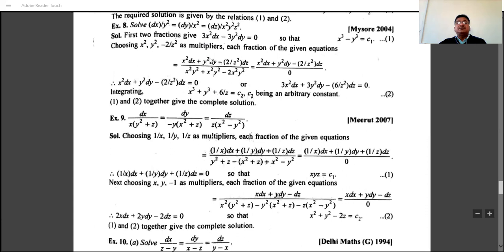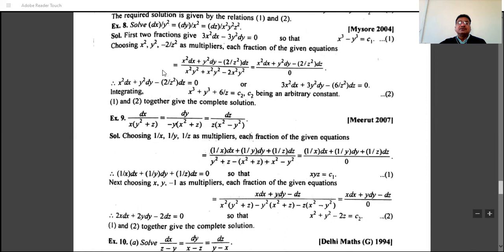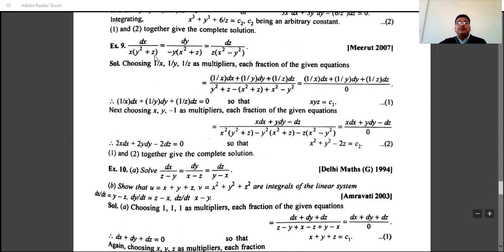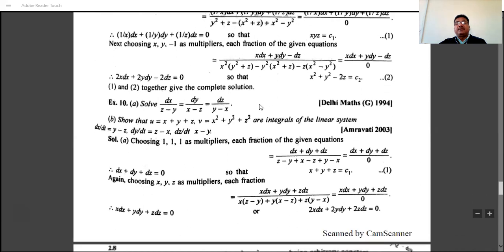And if you consider the first two fractions, z is absent, so we have this answer: x cube minus y cube is equal to c1. Then 1 and 2 give the general solution. Then problem number 9: the multipliers are 1 by x, 1 by y, 1 by z, and the second set of multipliers is x, y, minus 1.